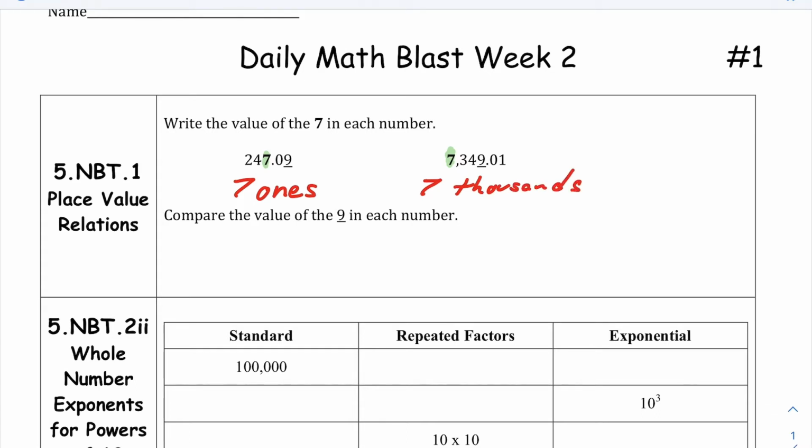Compare the value of the 9 in each number. So if I look at the 9, first number, I have it right here, that's 9 hundredths. The 9 in the first number is in the ones place. Now, comparing the value, I could go least to greatest or greatest to least. It doesn't matter. I'm going to compare the value of the 9 ones, this number, to the value of the 9 hundredths in this number.